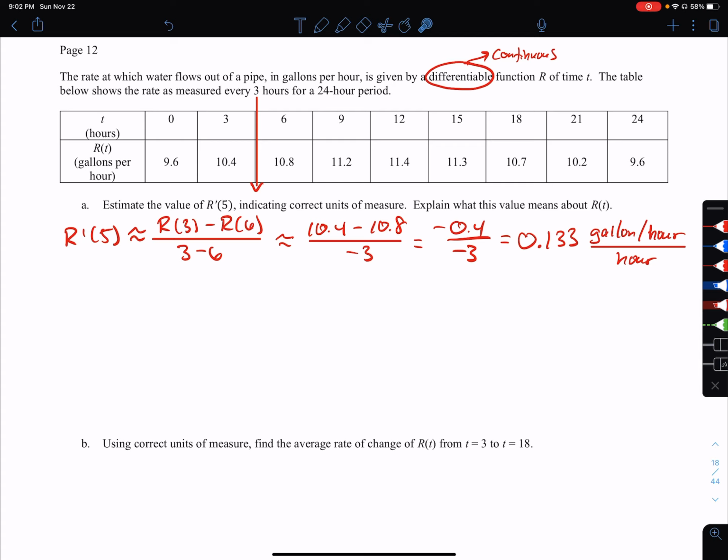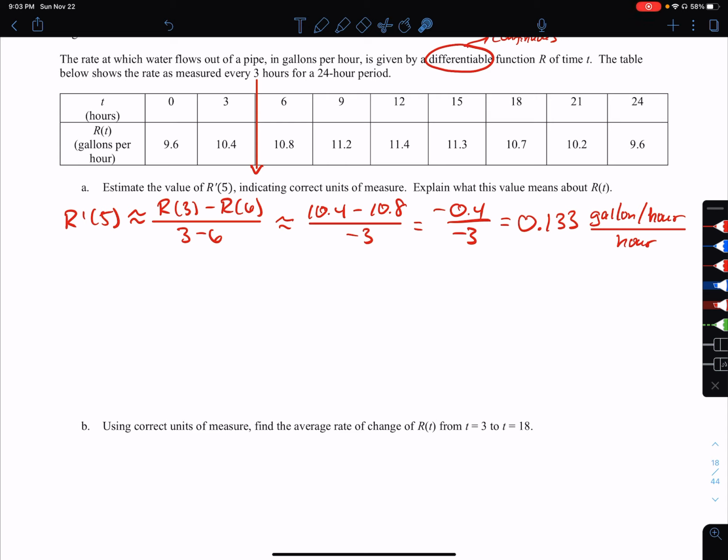I guess what we could say as it relates to r is that the r value is increasing because it's positive. It's a pretty open-ended question. Explain what this means. You would be asked something much more specific on an AP Calculus test. But we could say that the rate at which the water is flowing out of the pipe is increasing. That would be a good thing we could say. You should probably write that down.